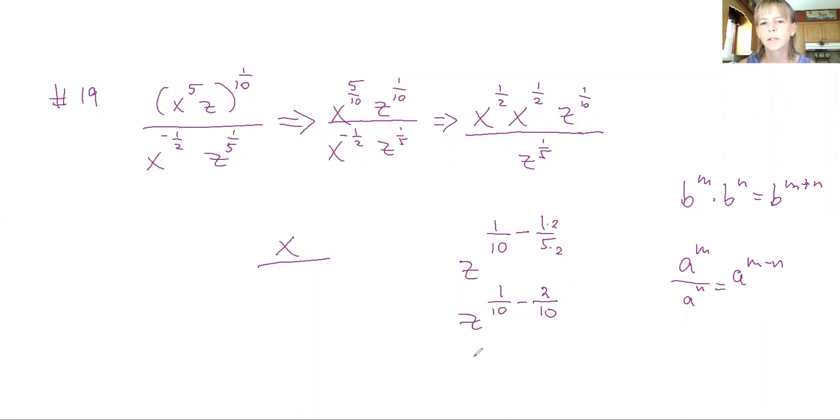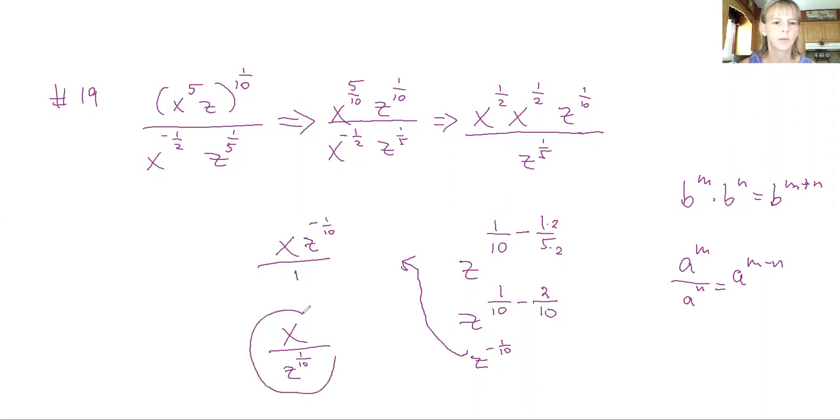So what do I get? I'm going to end up with a z to the negative 1/10. And that's technically upstairs. 1/10 minus 2/10 is negative 1/10. So this guy was upstairs though. So that would look like this right here. So then over 1. Well, if he has a bad attitude upstairs, we're going to put him in the basement. And then this would be your final answer.